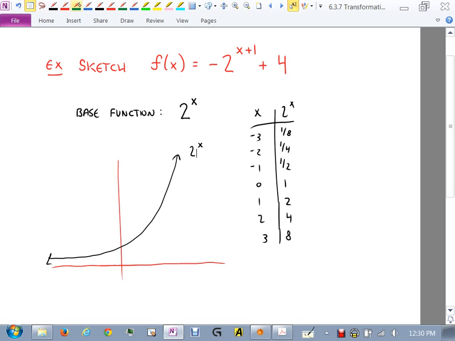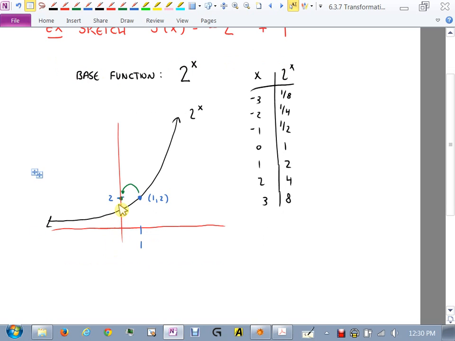So watch me do one point. Let's do the point 1, 2. Wasn't that a point on this graph? Okay, take this point, move it to the left 1 first. That would take you here, wouldn't it? Now take that point, flip it over the x-axis. Where does it go? To -2 down here.